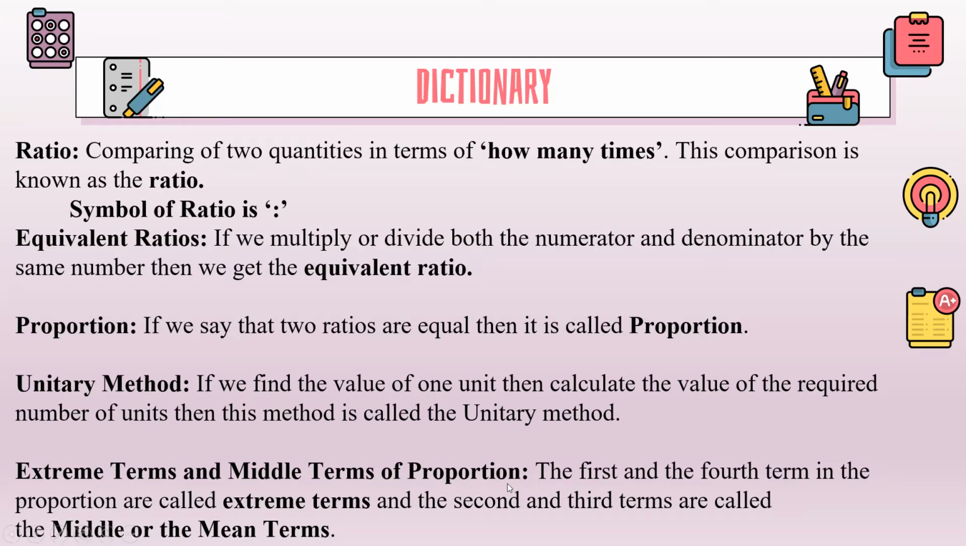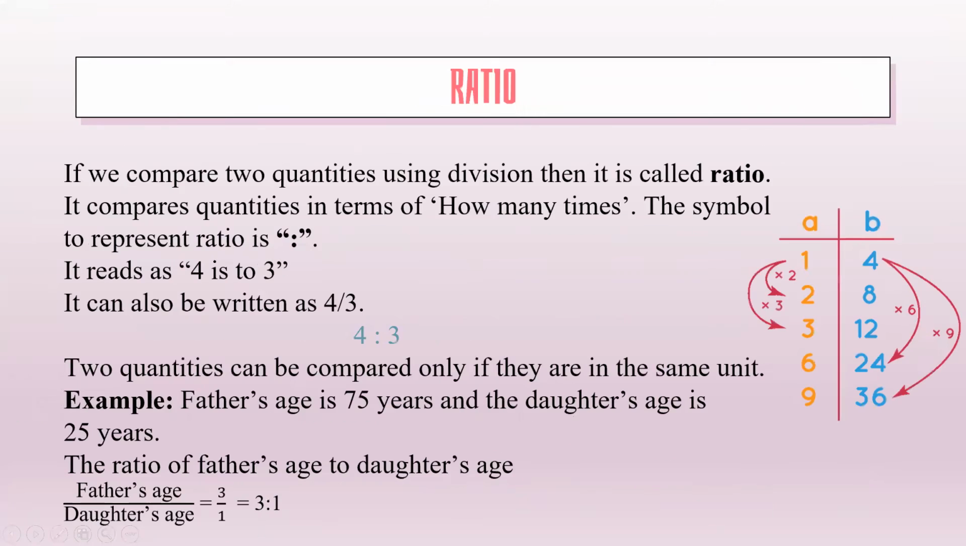Extreme terms and middle terms of proportion. The first and the fourth term in the proportion are called the extreme terms, and the second and the third terms are called the middle or the mean terms. Ratio. If we compare two quantities using division, then it is called ratio. It compares quantities in terms of how many times. The symbol to represent ratio is this. It reads as 4:3. It can also be written as 4/3. This is 4:3. It can be represented like this.